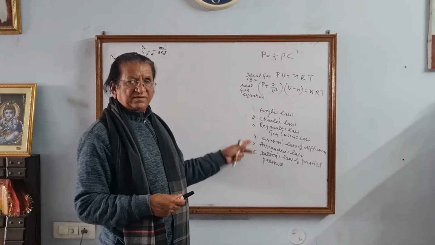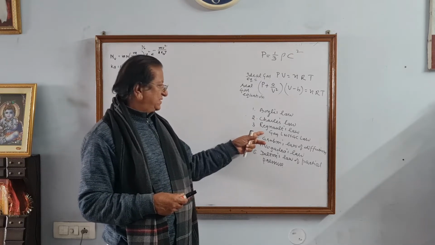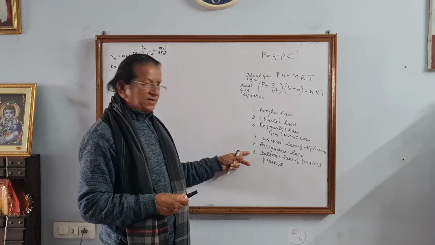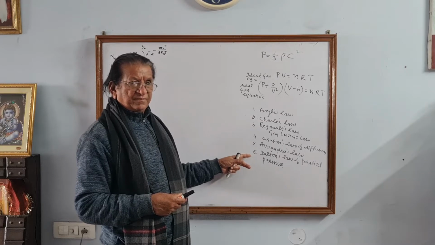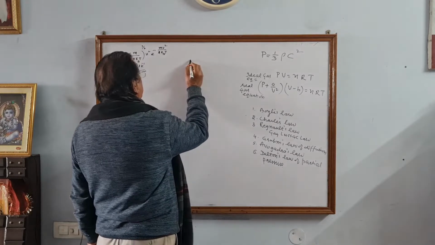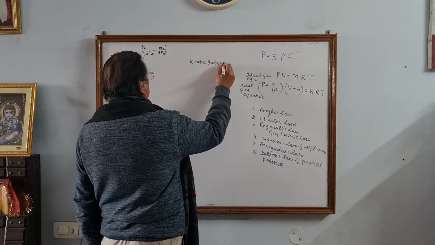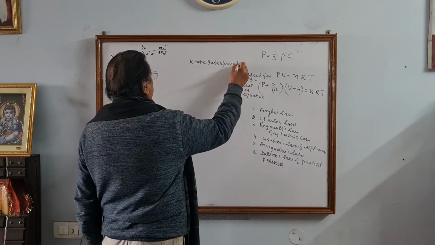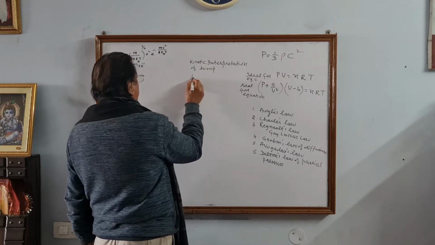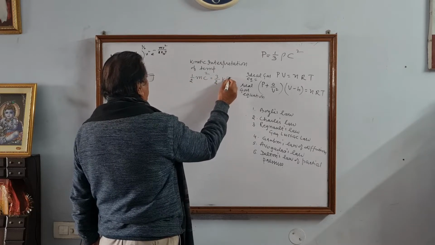So these are the various gaseous laws: Boyle's law, Charles' law, Regnard's law, which is also called Gay-Lussac law, and then Graham's law of diffusion, Avogadro law, Dalton's law of partial pressure. In addition to these 6 laws, you have the kinetic interpretation of temperature. That is, kinetic energy of one molecule is equal to 3 by 2 kT.